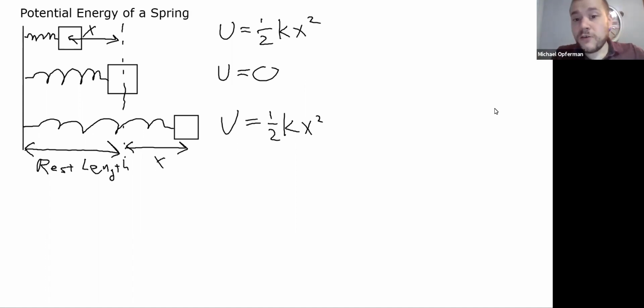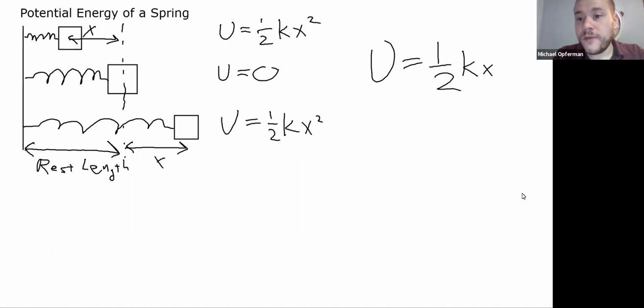So that's the final punchline, really. And pretty much all there is to say about the spring potential energy is that the formula for it is 1/2 kx squared. And of course, k is the spring constant, the same as it was when we studied the spring force. So 1/2 kx squared.